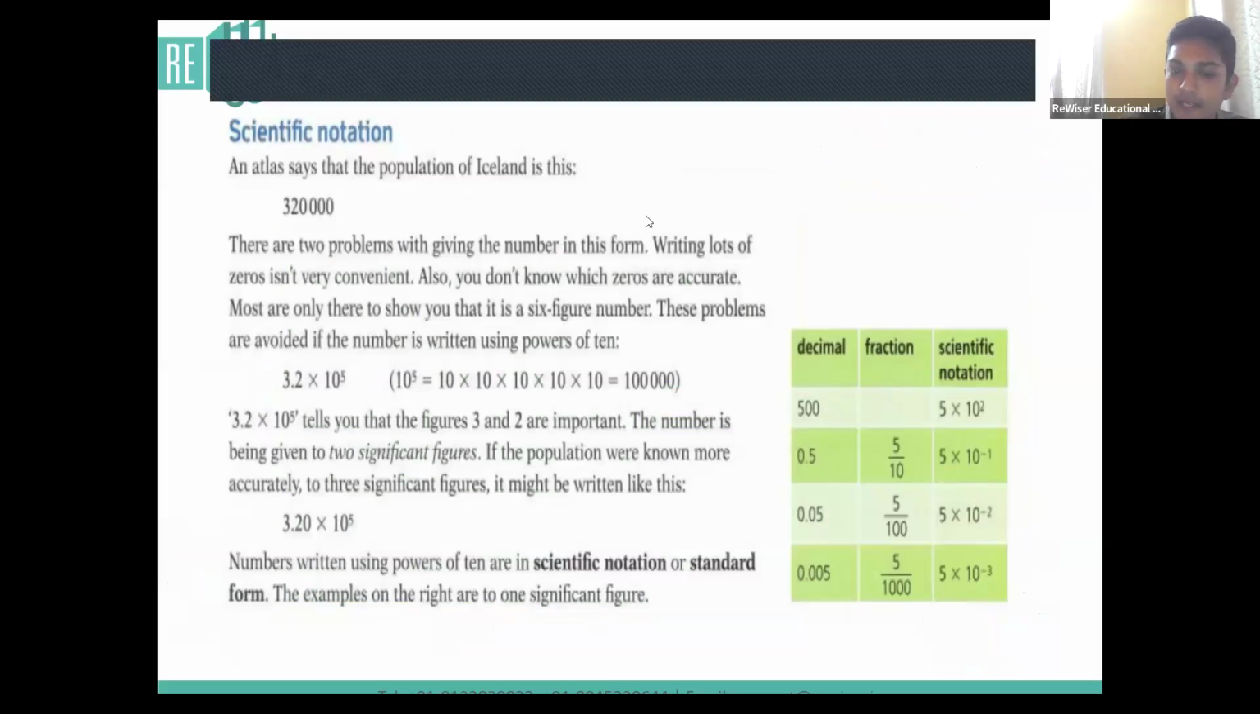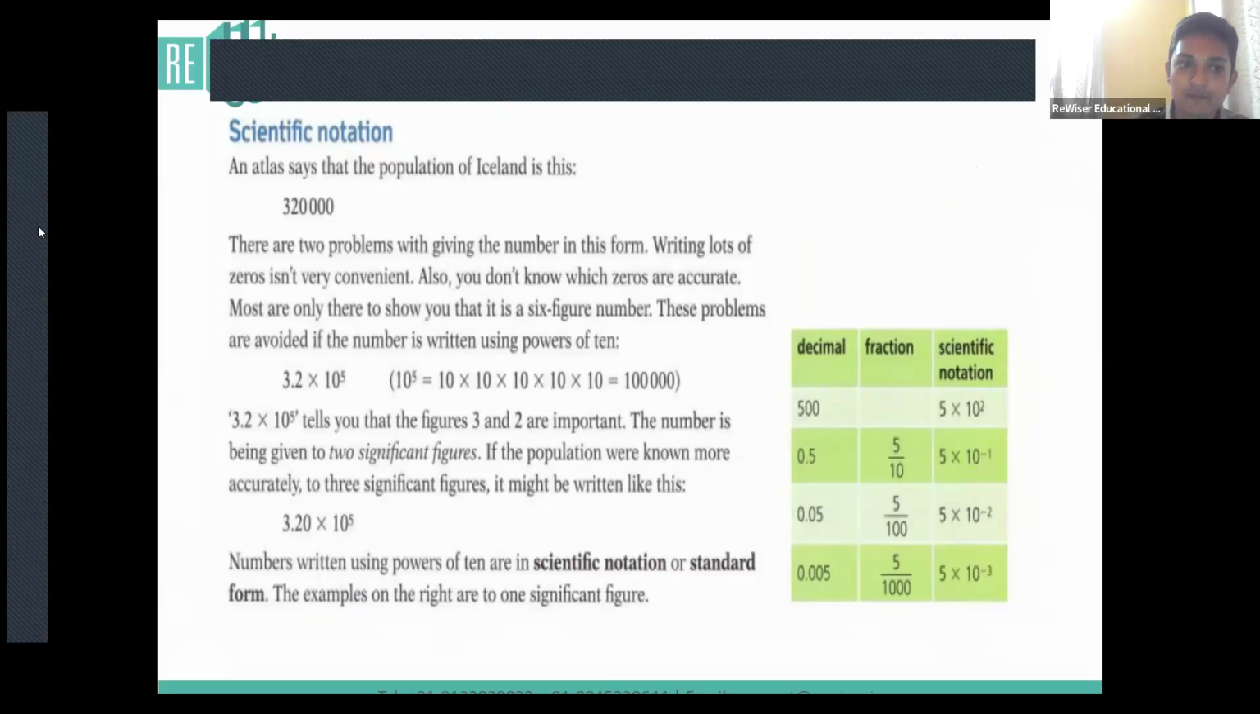So this is scientific notation. I know you're used to representing data, or you've been asked to always represent data like this. The standard notation is, for example, if you have a value 500, write it as 5 into 10 power 2, 0.5 as 5 into 10 power -1, 0.005 as 5 into 10 power -3, and so on and so forth.